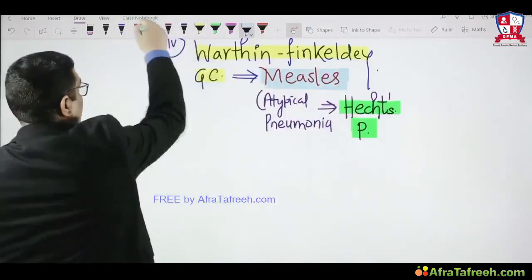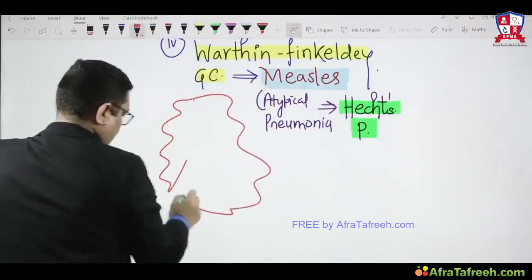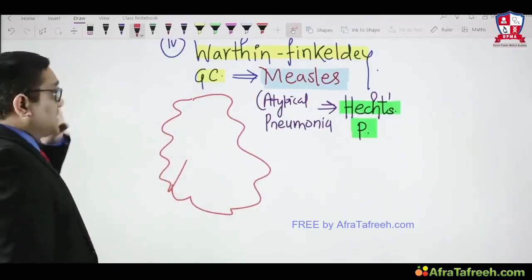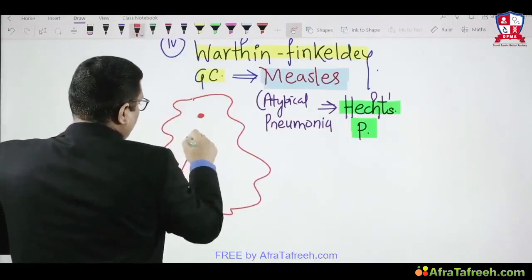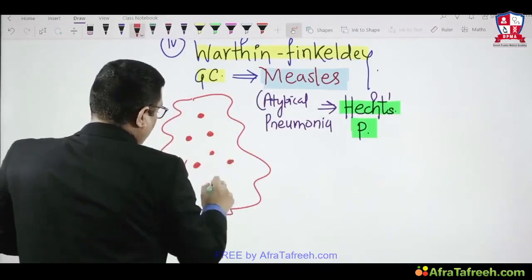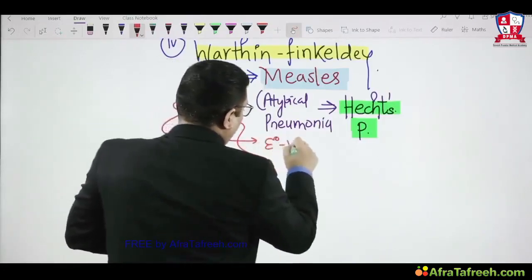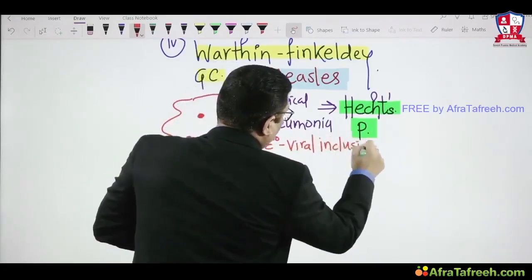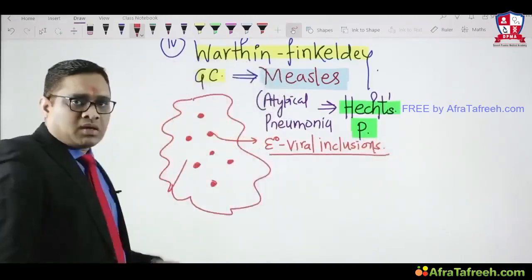So how to identify Warthin-Finkeldey giant cells? They will be irregular. Now you can see how they are: irregular, multinucleated giant cells. In these irregular giant cells, apart from this, you will notice they have eosinophilic intranuclear as well as intracytoplasmic viral inclusions. See what I am saying? Eosinophilic viral inclusions will be seen in this giant cell.